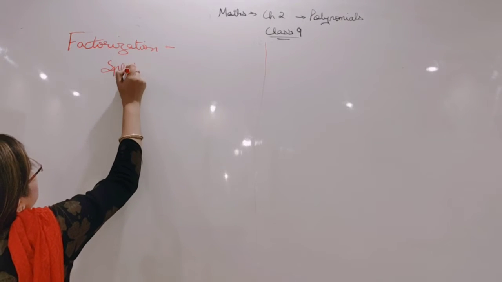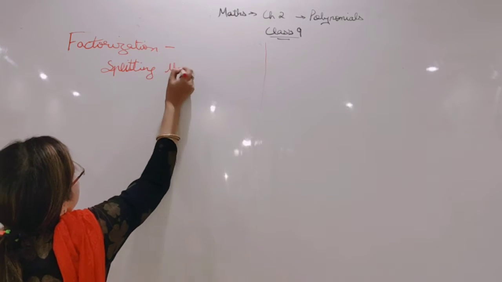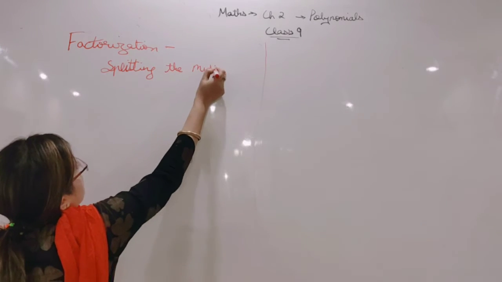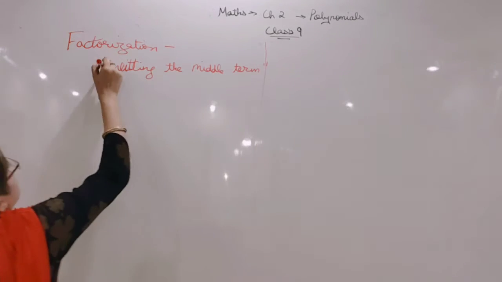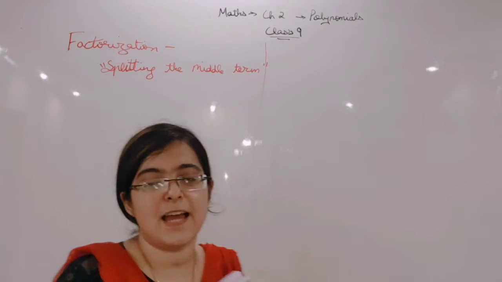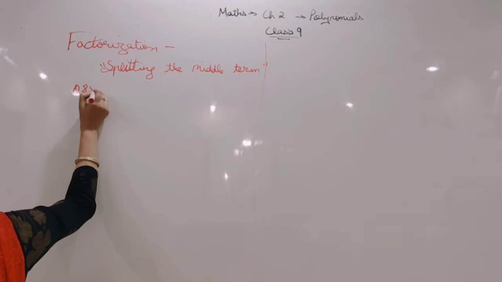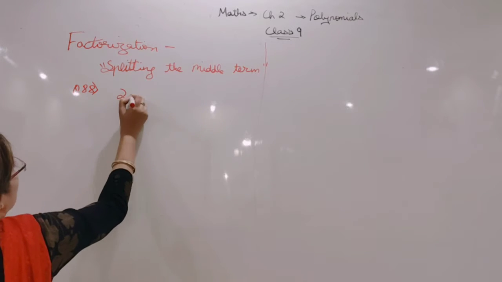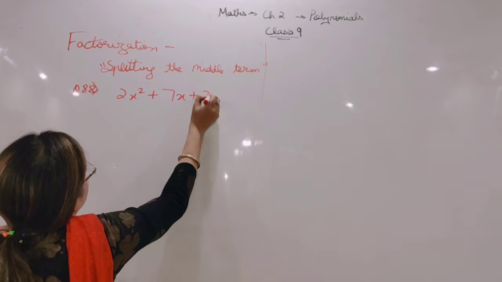Splitting the middle term. You have done such questions in class 8th also, in the chapter on factorization. Okay, let's start, students. See question 88. Your question 88 is 2x square plus 7x plus 3.